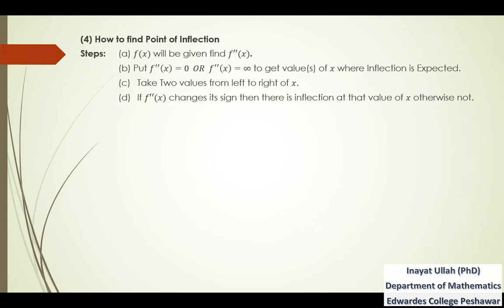At a point of inflection, the second derivative of the function is 0. If you take two values of x, one to the left and one to the right, and put them in the second derivative, then on one side the second derivative will be negative and on the other side positive, because on one side the graph is concave down and on the other side it is concave up. So whenever there is a change of sign in the second derivative of the function, we say that the value of x obtained here is associated with a point of inflection.